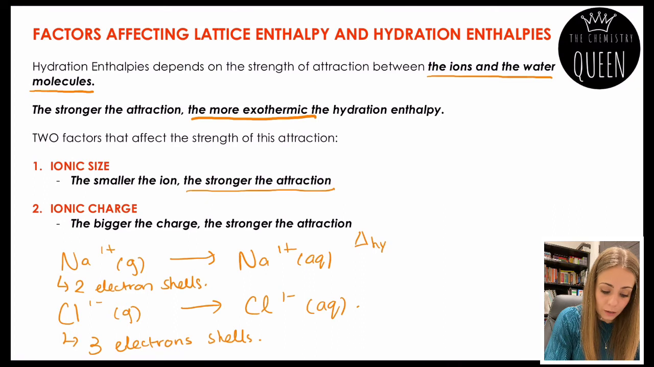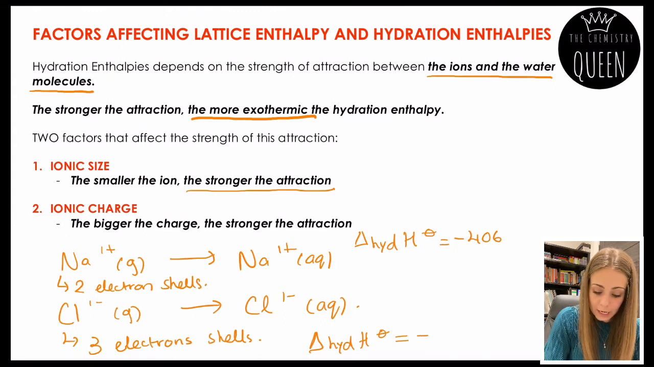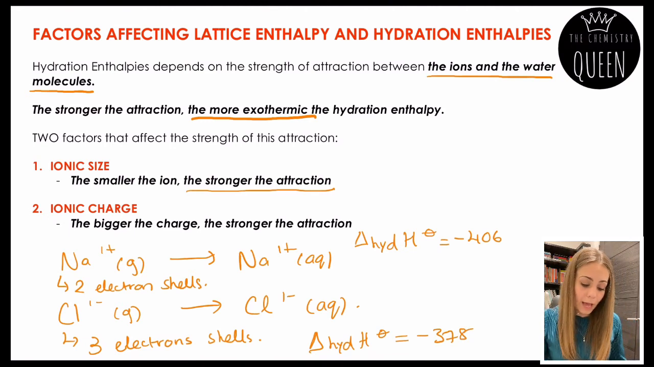So the hydration value for sodium is actually minus 406 kilojoules per mole, and the hydration value for chloride ions is actually minus 378 kilojoules per mole, proving our prediction to be correct. So sodium's hydration enthalpy is more exothermic than chloride's hydration enthalpy because it's a smaller ion. So we would assume that the attraction between the water molecules and the sodium ions is stronger than the attraction between the water molecules and the chloride ions.